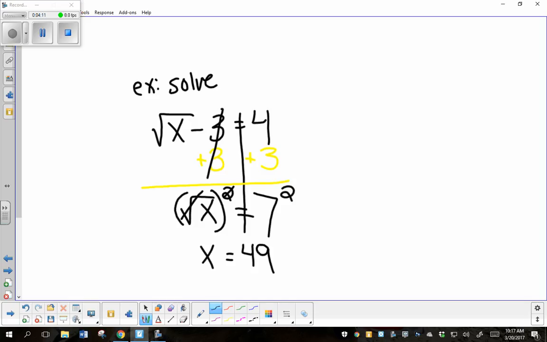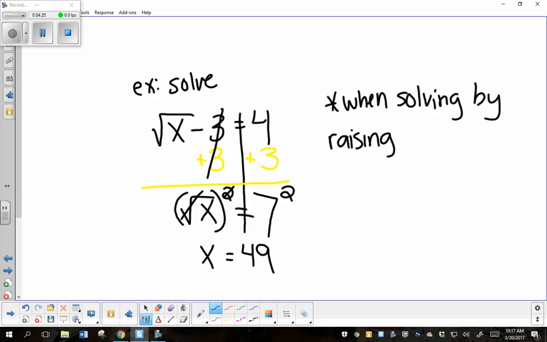Now, here's the really important thing, and you should write this down. When solving by raising both sides to an even power.